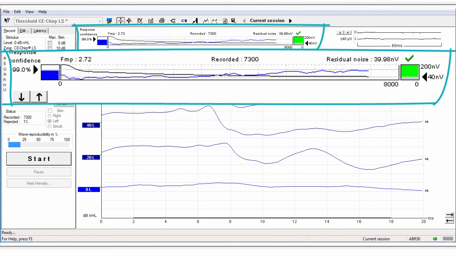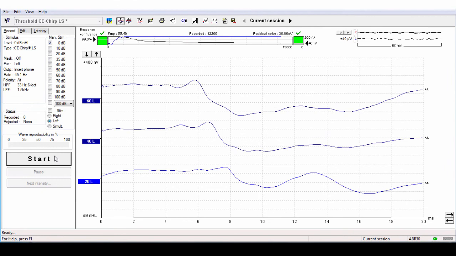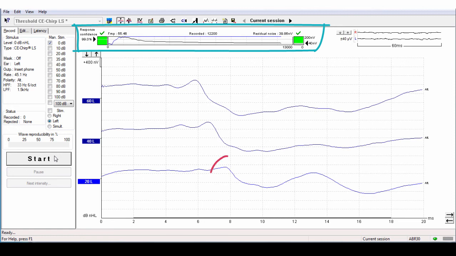Let's dig into this a little bit further. I am going to put the video back at the start, and the reason that I show this one is because now we see at the top here the FMP and the residual noise for the previous measurement, which was at 20 dB, which is of course also a low level. But look at how quickly the FMP went up. This patient was very easily measured, and the response was so big that the confidence level went up very, very quickly.